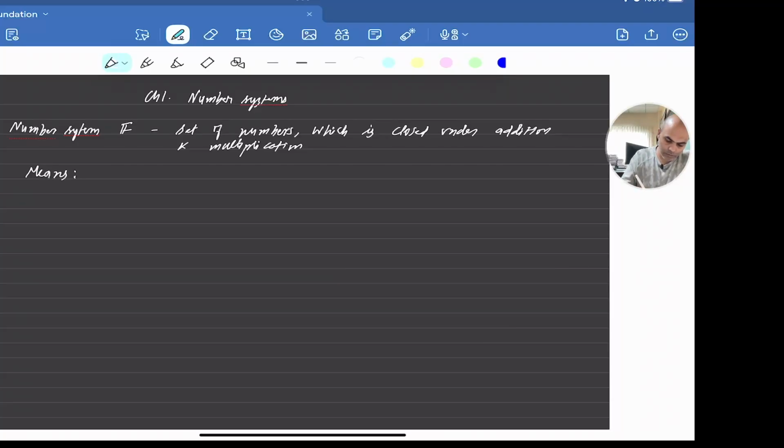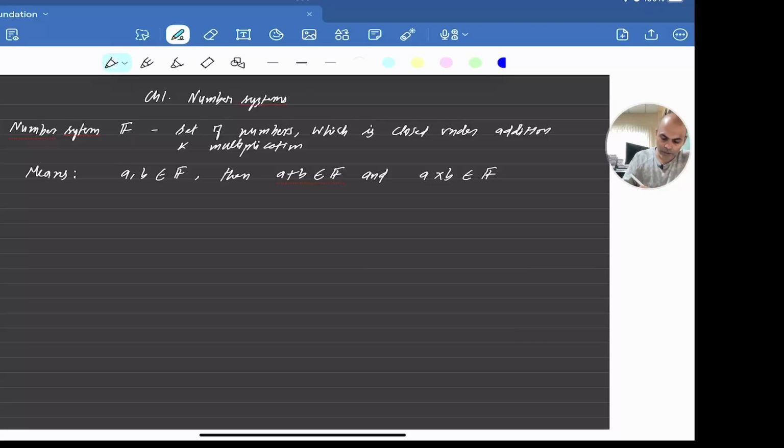for example A and B, which belongs to a number system, then A plus B also belongs to the same number system, and the product A times B also belongs to the same number system.